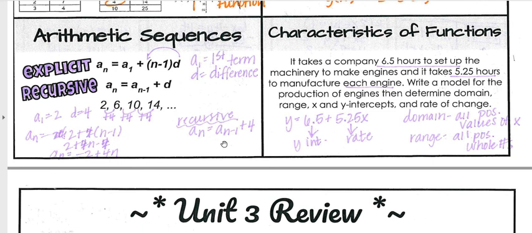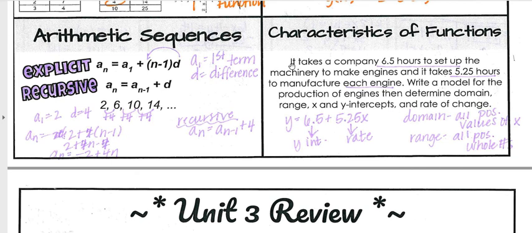Recursive is using the previous term to help you find the next term. So here the a sub n minus 1, the previous term, doesn't change. You just plug in the plus 4 at the end for the common difference. And then lastly, characteristics of functions. We can talk about all sorts of things when we talk about functions, things like the domain and the range, the x and y intercepts, the rate of change.